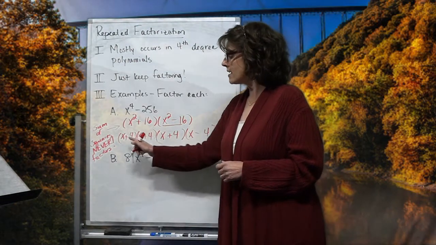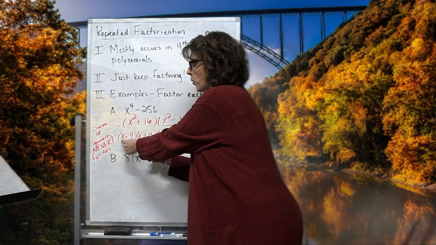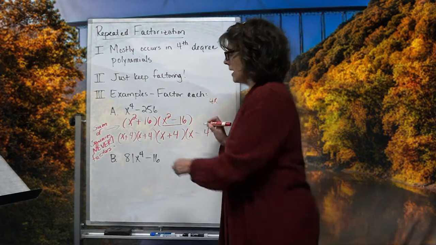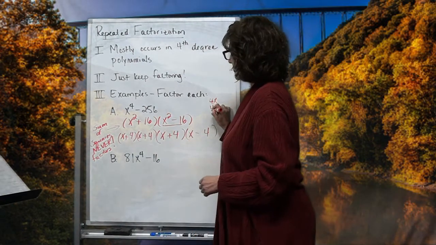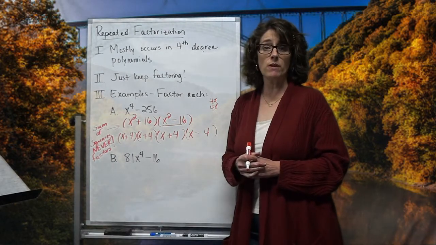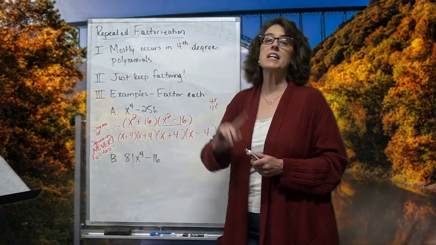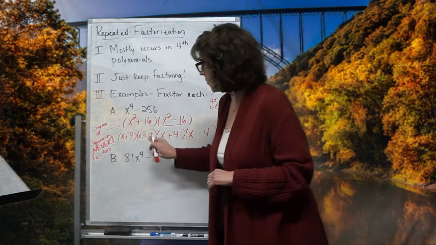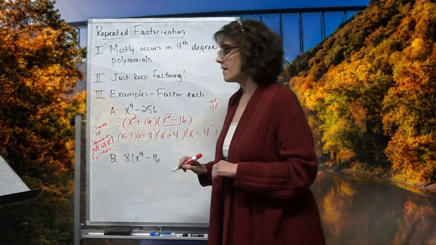But when you check your outsides and insides here, out here I get a 4x. In here I get another 4x. Those combine to be an 8x, but I needed them to cancel because I don't have a middle term. And I go, oh, that's right. To get them to cancel, I need to have opposite signs.